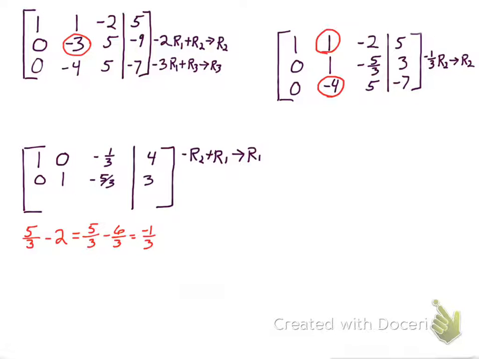What number do I multiply this by to get rid of this 4? 4. So I'm going to multiply the whole row by 4. And it's going to turn that to 0.